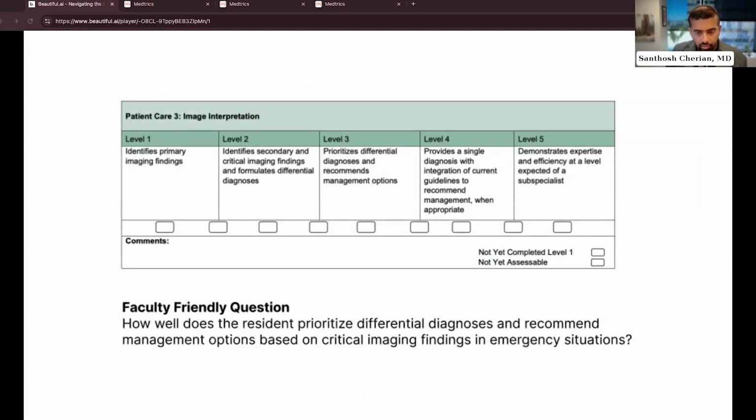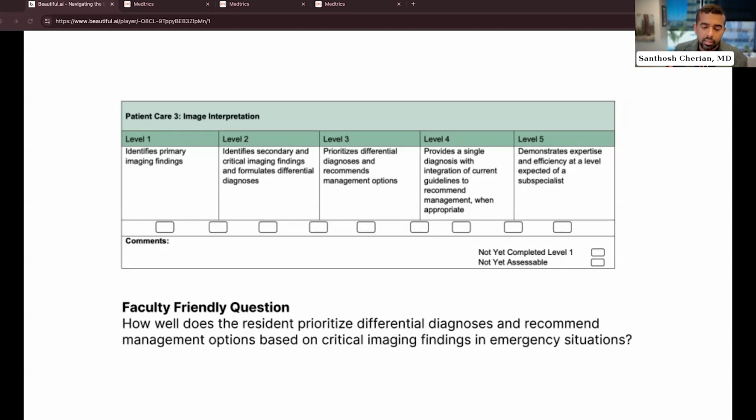If you look at this, and if you give this to a radiology faculty member, you can see it is very generic and academic. Image interpretation. Level 1 identifies primary image finding. Level 2 identifies secondary and critical image findings. If you give this to every single radiologist, what often happens is they circle one of these, usually level 3, and they move on.